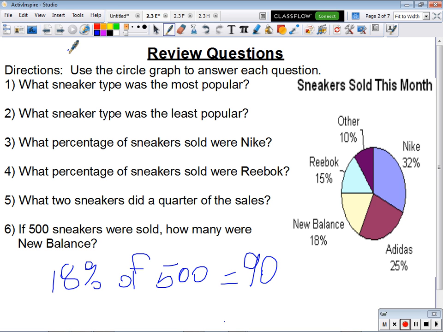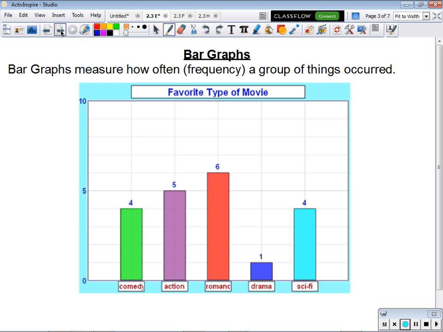So that's just reviewing what we did from yesterday. So drop down in your notes section. I just want to show you this right here. So you don't have to write this down, but one of the things that we're going to look at today has to do with bar graphs. And bar graphs measure how often something occurs, and how often something occurs is referred to as frequency.